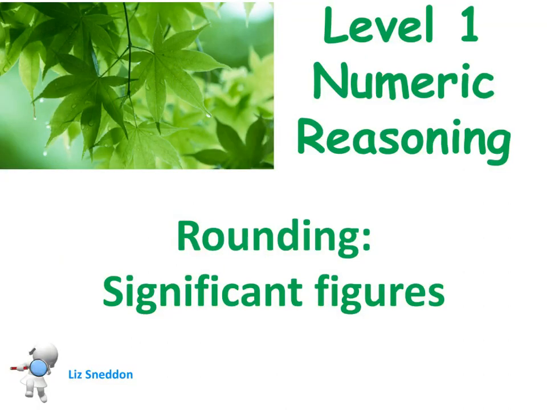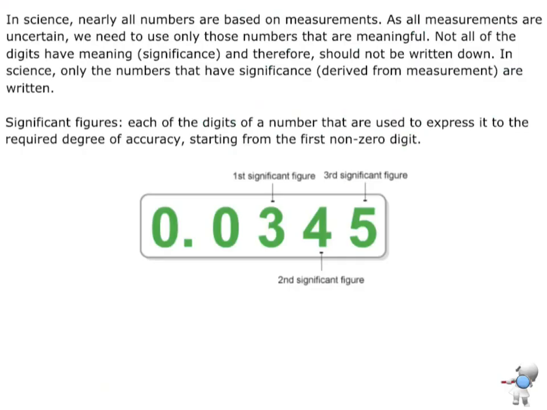Let's have a look at rounding to significant figures. So the first thing we need to know is what significant figures are. Significant figures are used a lot in science because we take measurements, and we can only ever be as exact as the measurement itself. So not all values have significance, and that's why we have these things called significant figures.